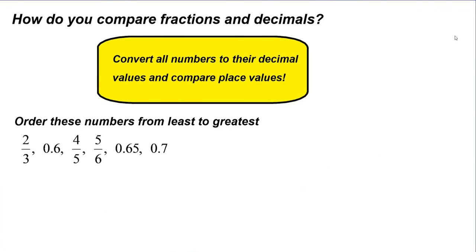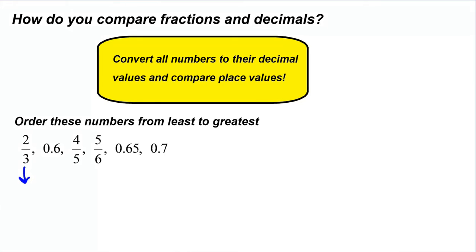And then lastly, how do you compare fractions and decimals? Well, if you have a mix of numbers that are represented as fractions and some that are represented as decimals, let's just convert all of the numbers to their decimal values, and then we'll compare the place values. It's much easier to compare decimals than it is to compare fractions, especially if the denominators are different. So that's what I'm going to do here.